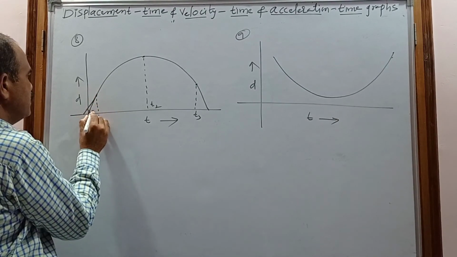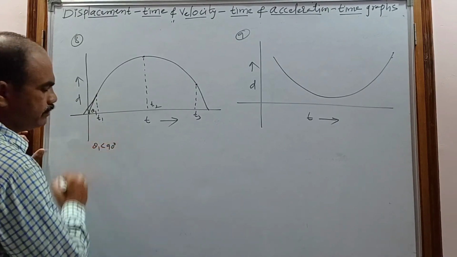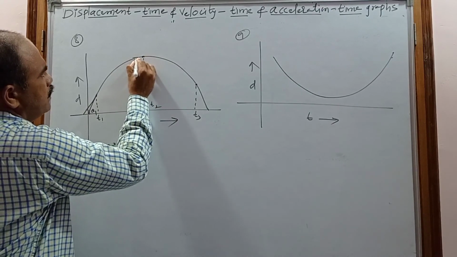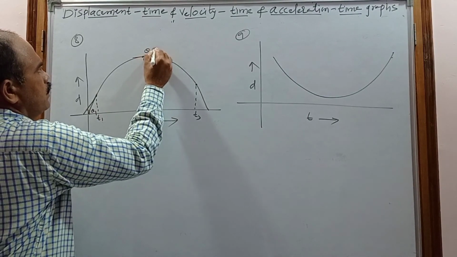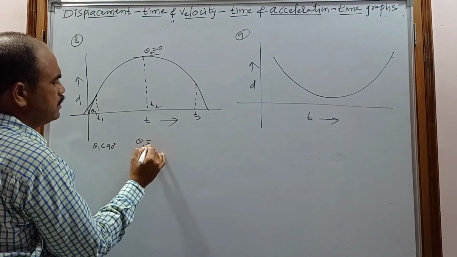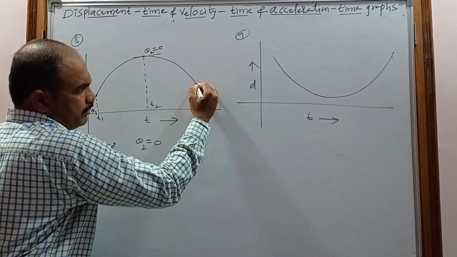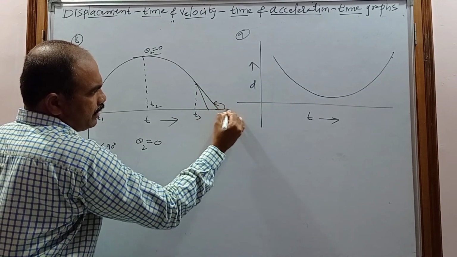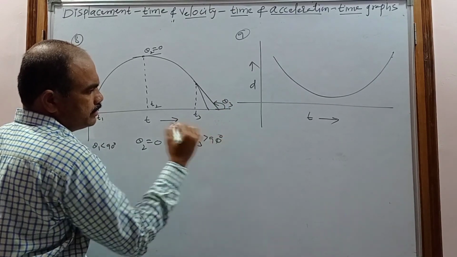Now consider this is theta 1. The theta 1 will be less than 90 degrees. At t2 time, at the highest point, when I draw the tangent, this tangent will be exactly parallel to the x-axis. So now consider this theta 2 is 0. Why is it 0? Because it is exactly parallel to the x-axis. And at the t3 time point, when I draw the tangent, it will be like this. The theta 3 will be greater than 90 degrees.